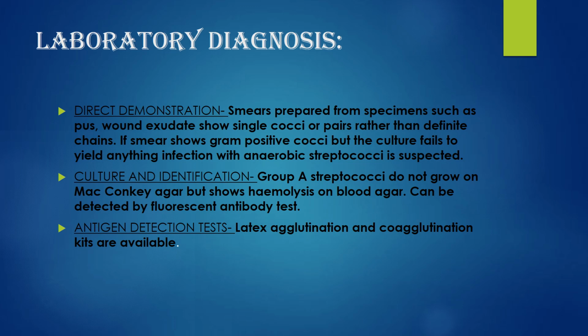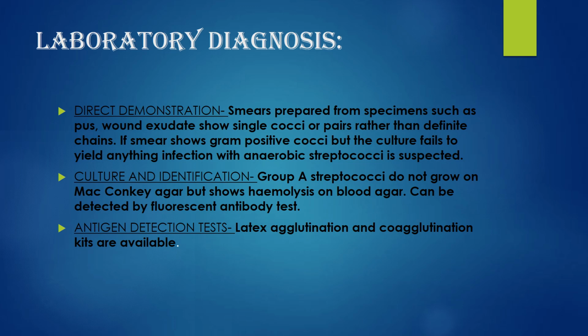Moving on to the laboratory diagnosis of the organism. Now, how is it indicated that this organism causes a particular disease? The techniques include direct demonstration. In direct demonstration, smears are prepared of the organism. Now, how are these smears prepared? They include specimens such as pus and wound exudate, showing single cocci or pairs rather than definite chains.